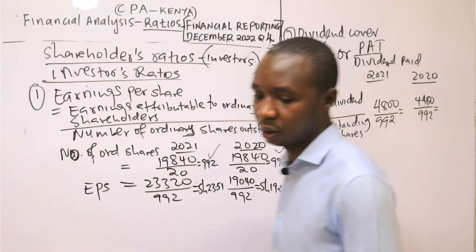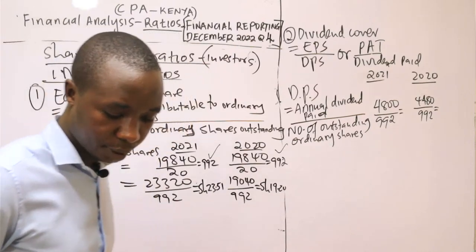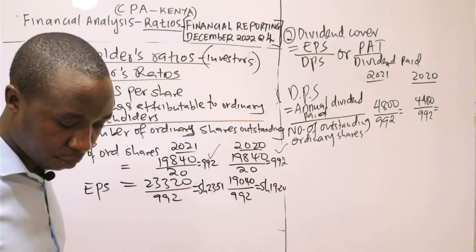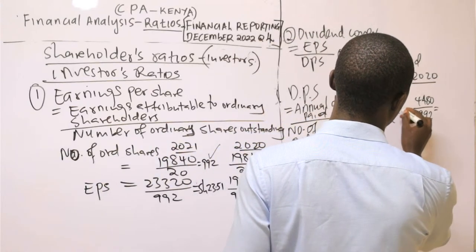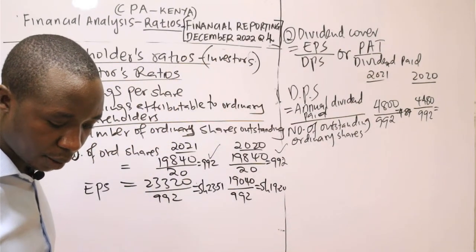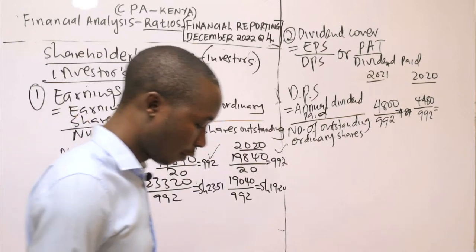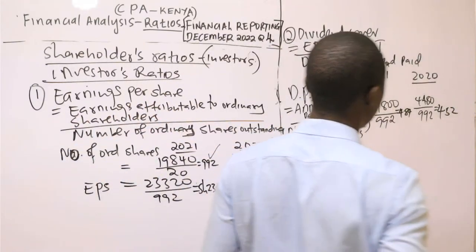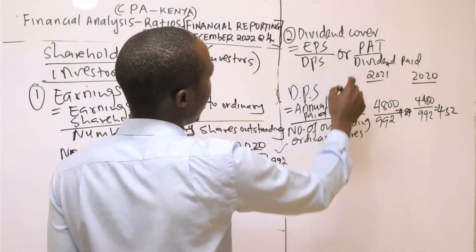If I do that, I think you can give me the answers using a calculator. So 4800 divided by 992 gives 4.84. Then the next one, 4480 divided by 992 gives 4.52. So from there I can get my answer for the dividends cover.